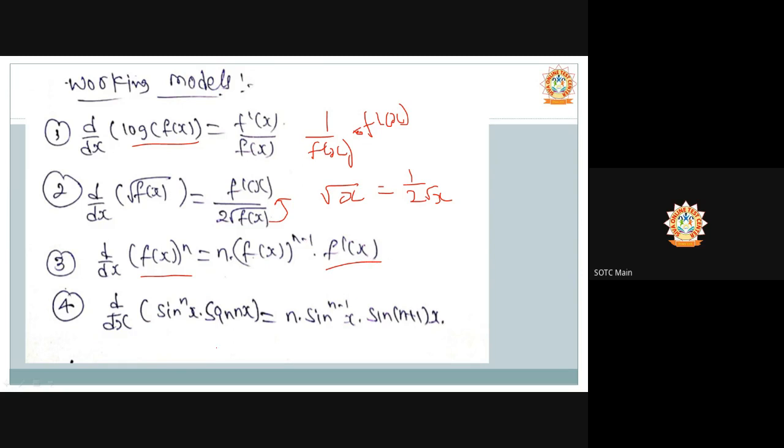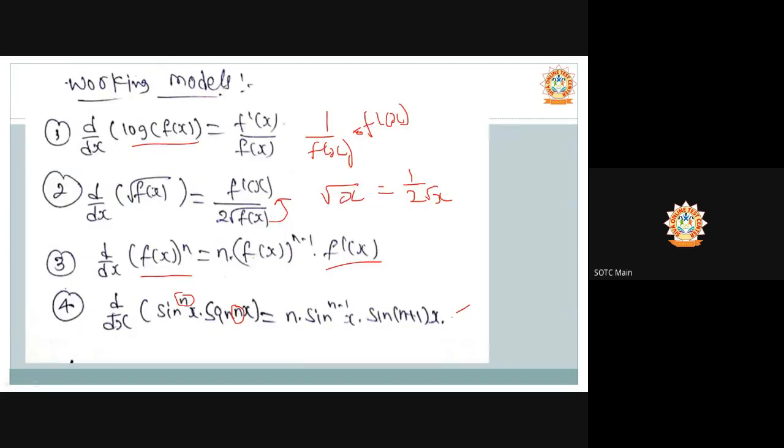Right. Next, dy/dx of sin power nx into sin nx. Here n is there, here n is there. Then it will become n into sin power n minus 1 x into sin of n plus 1 x. Right. So using this formula, tell me the answer for the next question. Note on this: dy/dx of sin power nx into sin nx is equal to n into sin power n minus 1 x into sin of n plus 1 x.